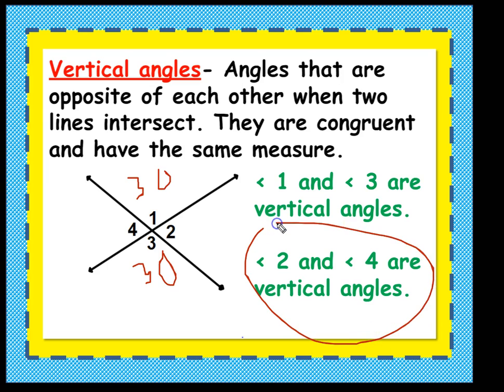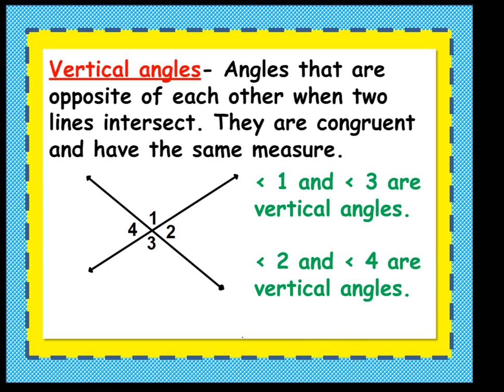Angles 2 and 4 are vertical angles. So let's say they had 40 degrees. Well, angle 4 would also be 40 degrees. Okay? So they have to be opposite to each other, and they're also equal to each other. Those are the two important things to remember with vertical angles.